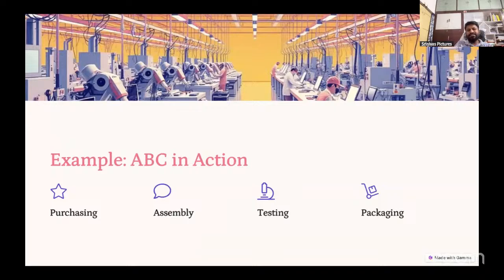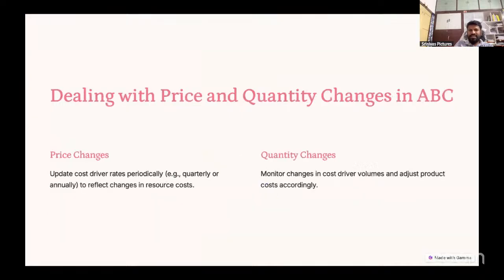At the purchasing stage, the total cost is different. Total cost divided by the number of units we purchased gives the individual purchasing cost. After assembling, whatever cost is incurred in the second area, total cost divided by number of units. After testing also, we are going to calculate. Dealing with price and quantity changes in activity based costing: price changes and quantity changes are both different.